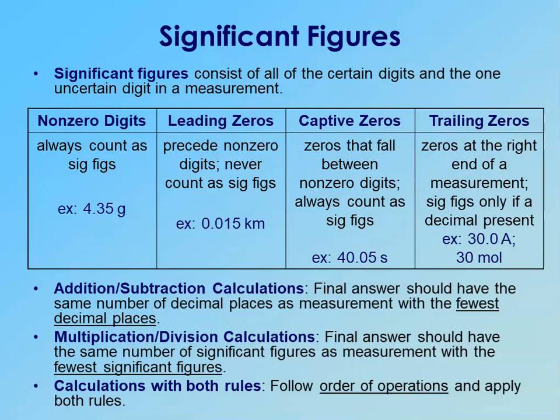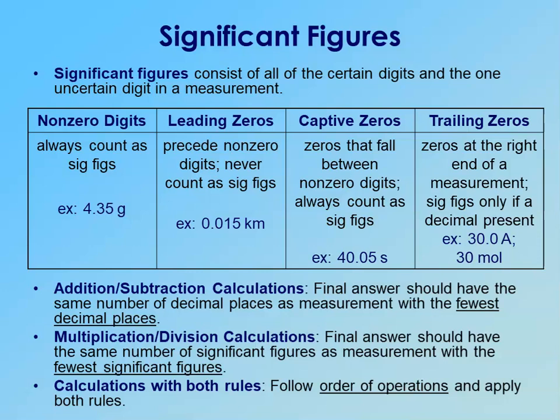So in 30.0, the only non-zero digit is the 3. The 2 zeros that follow it would be considered trailing zeros. And because there's a decimal, we're saying that we were able to measure exactly to 30 and that we estimated that the tenths place was a 0. So that particular measurement would have 3 sig figs.